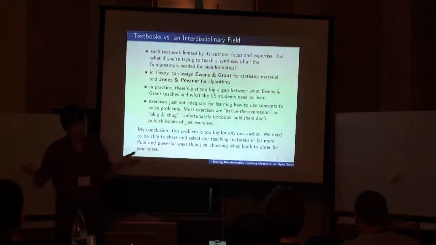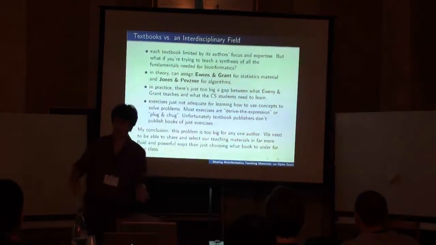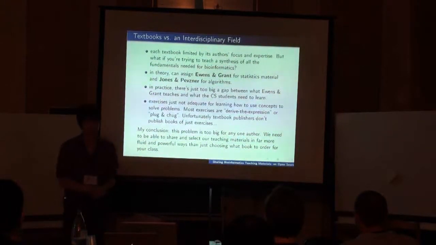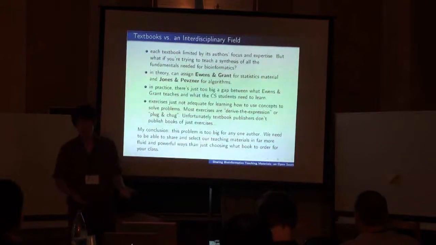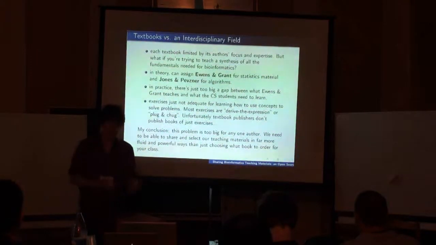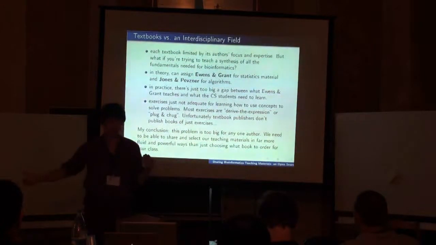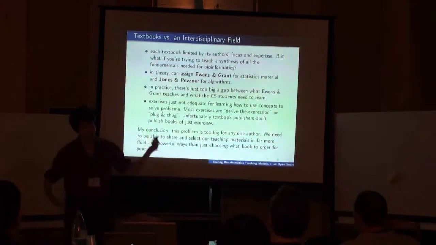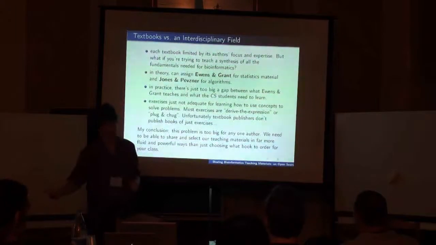There's material written by essentially a statistics professor for statistics students, and then I'm trying to get my CS students or my biology students to learn how to solve real problems using some of those ideas. The exercises, for example, that are supplied in these books are just not adequate for bridging that gap. There's just too big a gap between what the book is really about and the kinds of problems it provides versus the sorts of skills that my students need to learn.